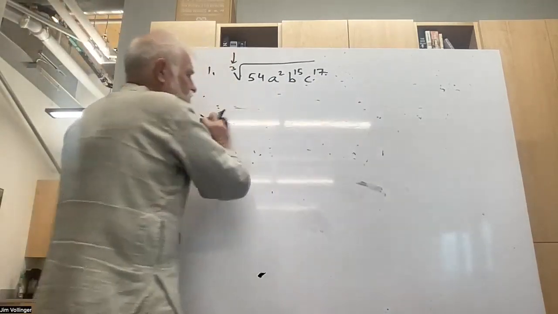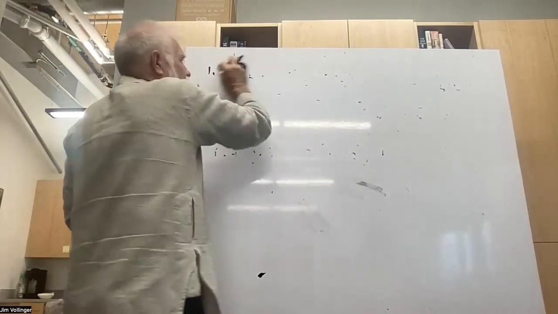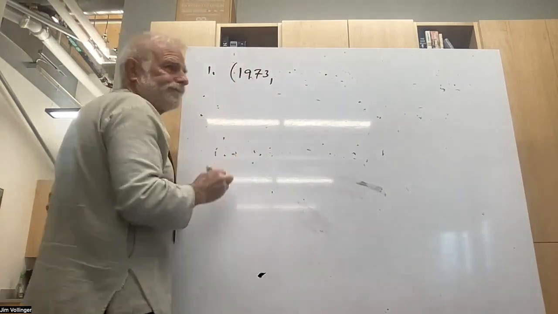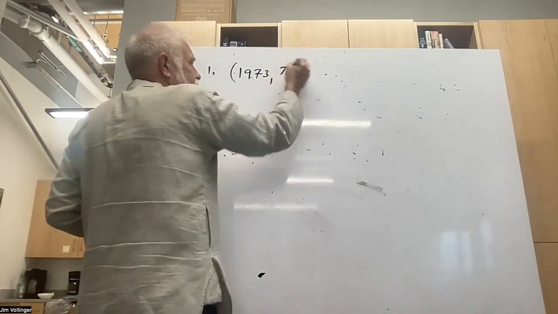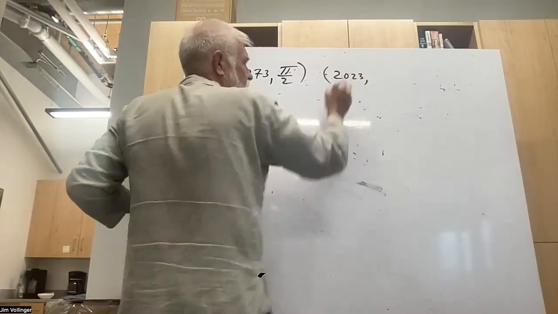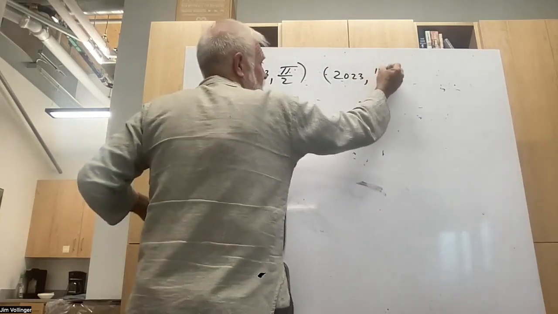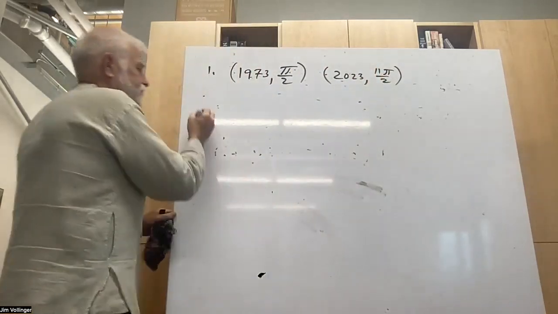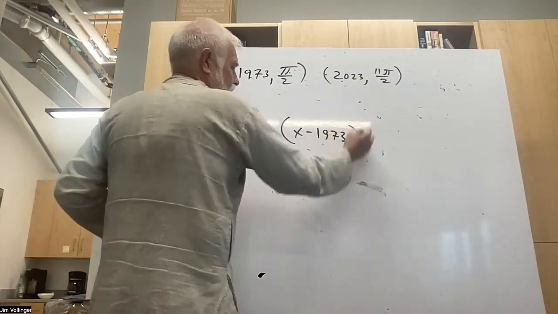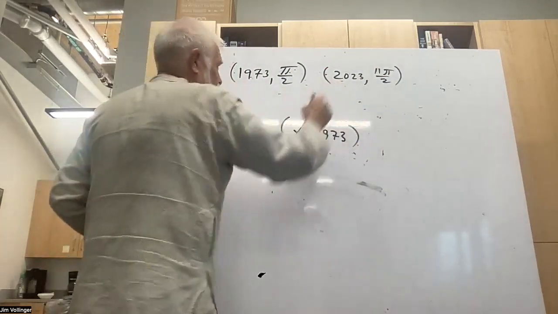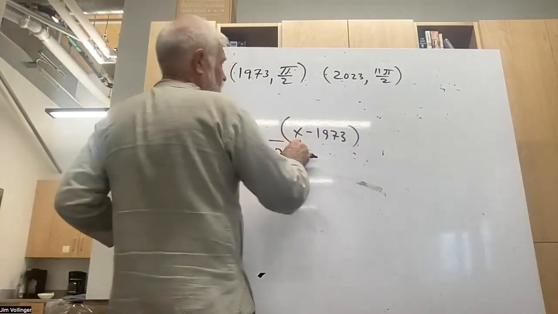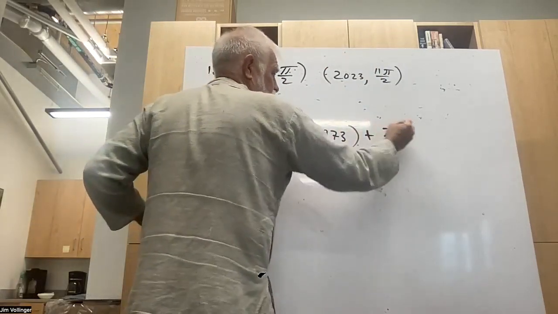A little different linear function coming your way. Same process though. So we got 1973 was a very good year. Yep. Pi over 2. And we want 2023. 11 pi over 2. All right, so let's get our y equals. Let's get our x's taken care of. And 1973 to 2023 is a jump of 50 years. And 1973, I want to translate into pi over 2, so that takes care of that.